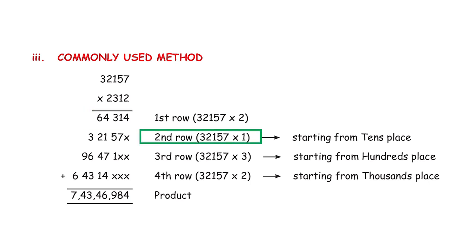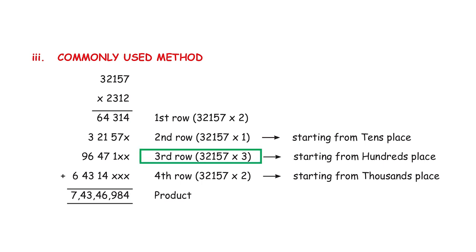You go to the second row. Here you can multiply 32157 into 1. But you need to write the answer starting from tens place. So you cross out the ones place. And the answer is 32157. The reason you crossed it out is because you're crossing out the ones place.